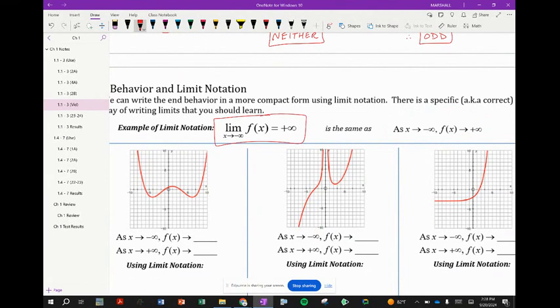What that is saying is, as we go to the left on the graph, because x is approaching negative infinity, the graph itself is going up because it approaches positive infinity.